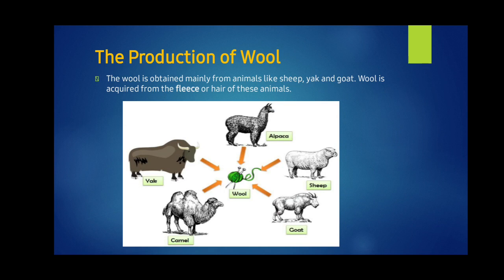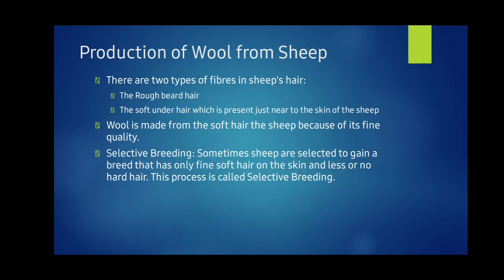See, in the picture we have shown some animals. From these animals we get wool: alpaca, sheep, goat, camel, yak. Alpaca is an animal which mainly lives in South America. Production of wool from sheep. In this lesson we will see how we get wool from the animal and how we convert it into our use, because it's simply the hair of the animal. How we get the hair from that animal and how we convert it into a usable form.